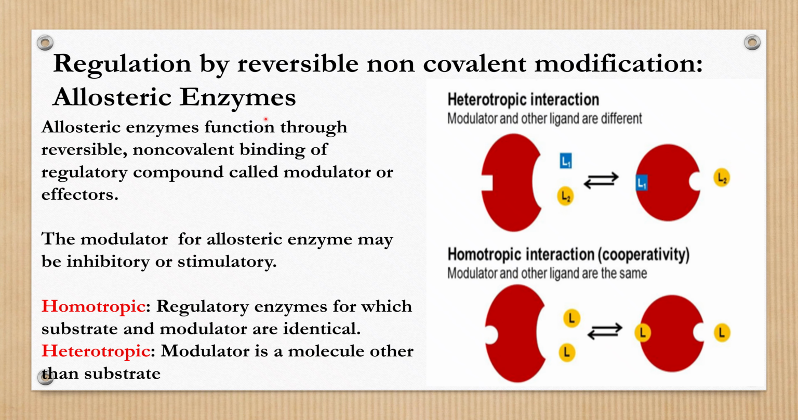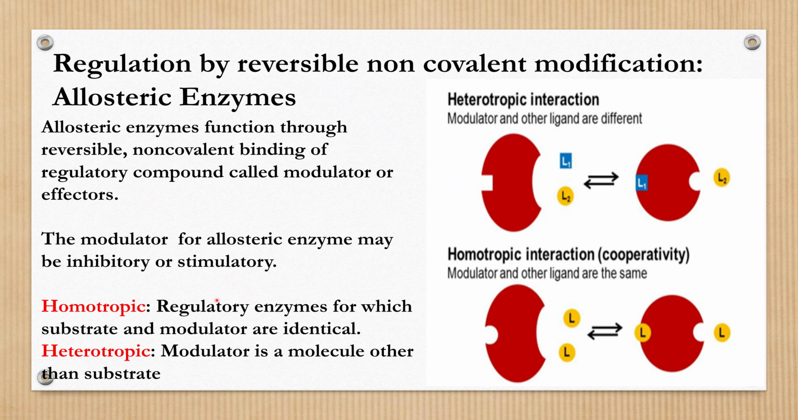Now let's study in detail about allosteric enzymes. In an allosteric enzyme, you have a regulatory site. To that regulatory site, a modulator binds non-covalently. Now the modulator can have two effects. It can have an inhibitory effect as well as a stimulatory effect. When your modulator is binding to the regulatory site of the enzyme and inhibiting the activity of that enzyme, it is called an inhibitory effect. When a modulator is binding to the regulatory site of your enzyme and stimulating the activity of the enzyme, it is called a stimulatory effect.